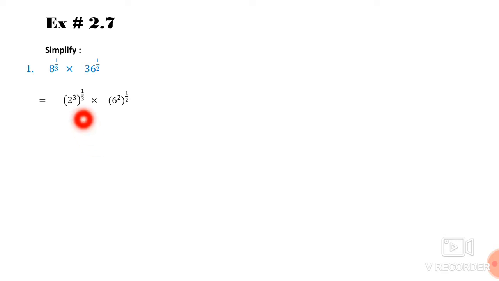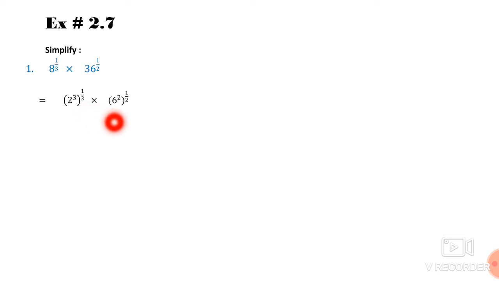Now start exercise 2.7. Simplify. Question number 1 is 8 exponent 1/3 multiplied by 36 exponent 1/2. We have to simplify it. To simplify it, we will first find the prime factors of 8 and 36. Factors of 8 will be 2 exponent 3, and the whole exponent 1/3 is there.